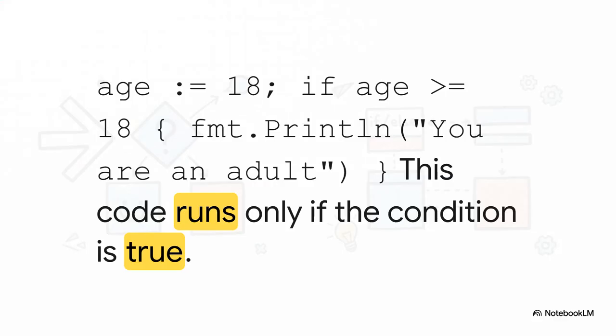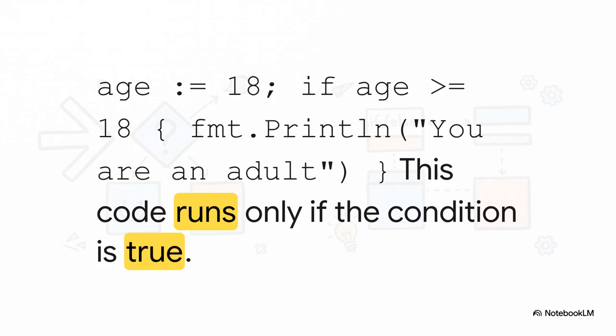All right, check this out. We have a variable age, and we've set it to 18. Then comes the if statement. It's asking a simple question. Is the value of age greater than or equal to 18? Well, in this case, it is. So the code inside those curly braces runs, and it prints out, you are an adult.